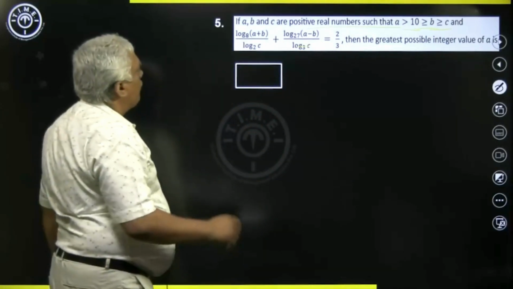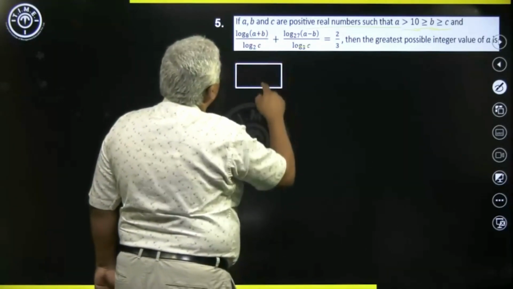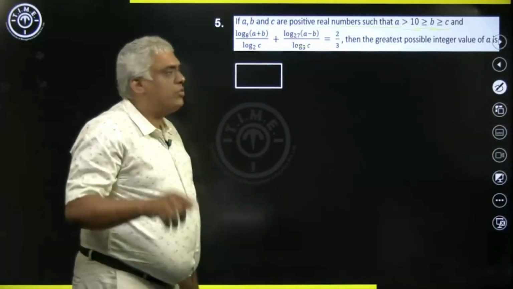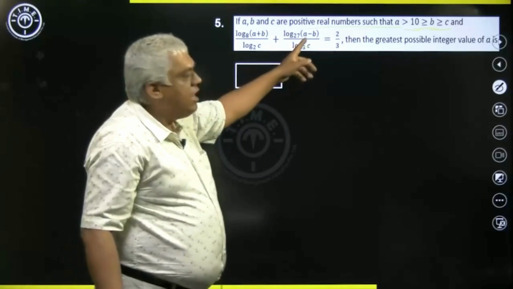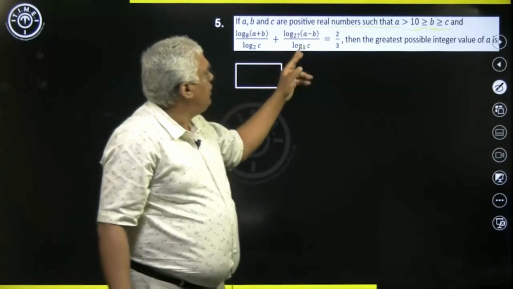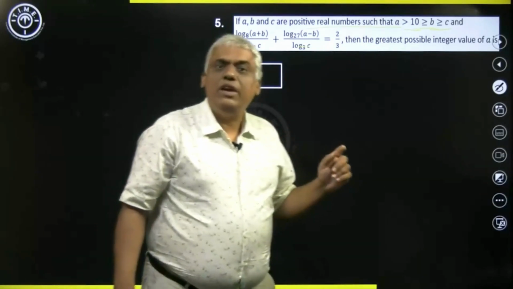Now, you have to find the value of log of a plus b to the base 8 divided by log of c to the base 2 plus log of a minus b to the base 27 divided by log of c to the base 3, this is equal to 2 by 3. Find the greatest value of a.